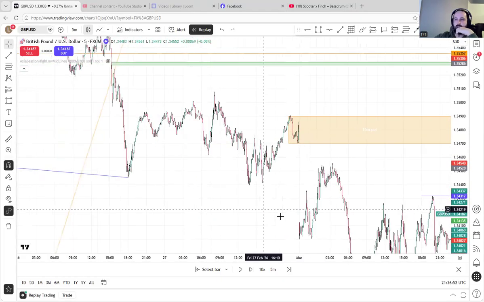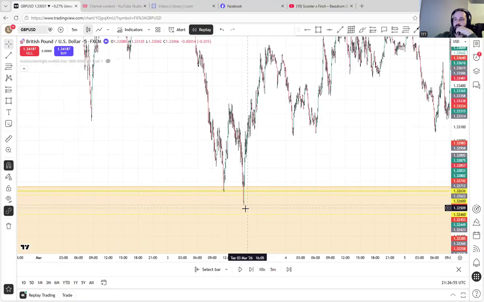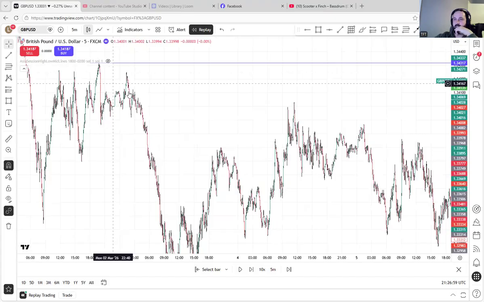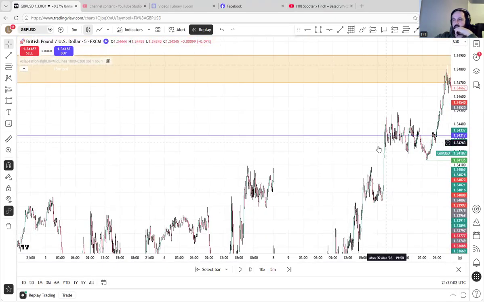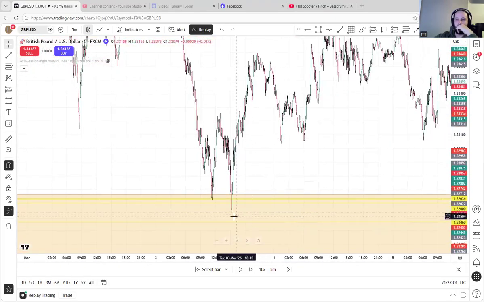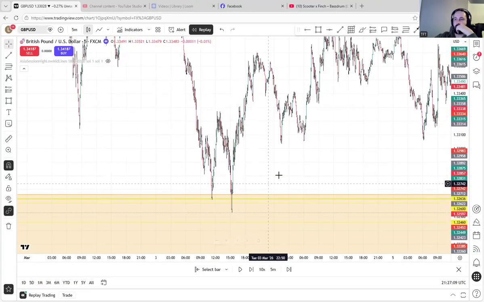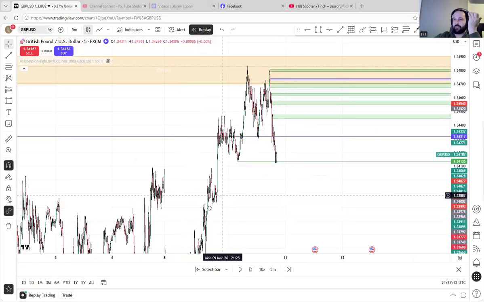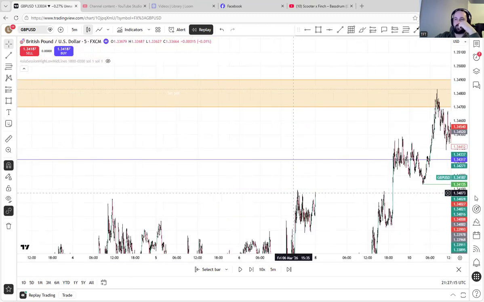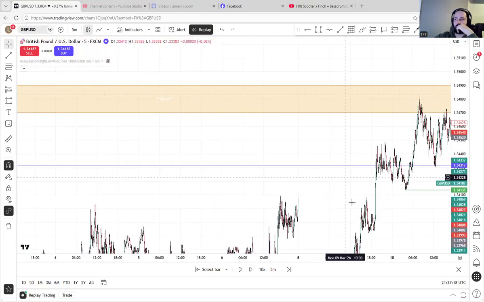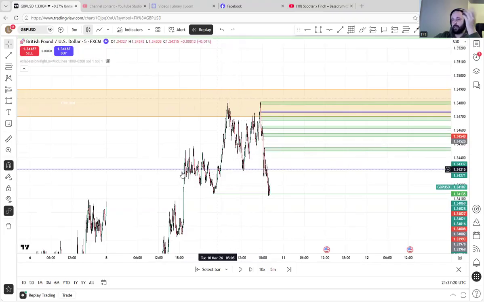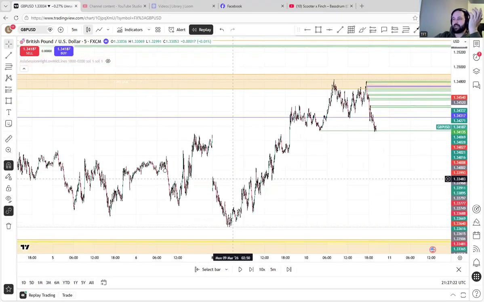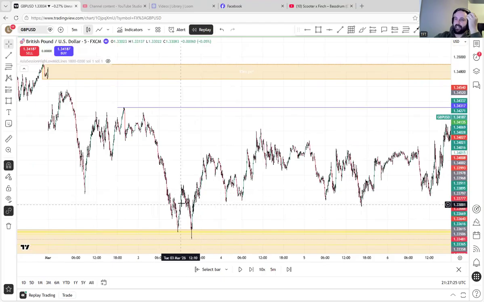Obviously I spoke about saying that I wasn't happy with what it did here. It gives a break of structure to the upside up here, but this one here there's an imbalance that I've got marked that made me think it would have come lower. Should I have been watching it any further? Obviously I didn't. But it's basically filled this market gap, done a break to the downside, because I was expecting it to come lower, which is why I didn't take the buy.